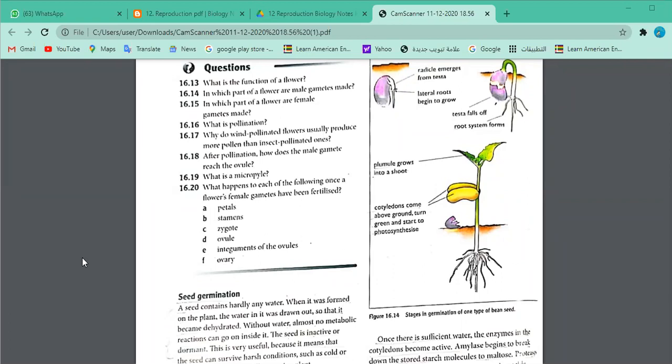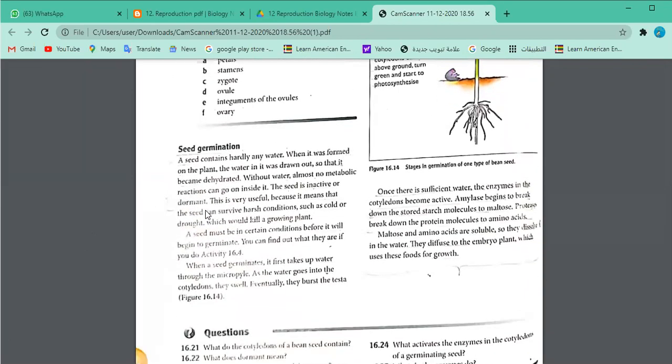Okay, good. Nabil, there are the last two parts. Integuments of the ovules develop into the testa, the tough covering of a seed. Wonderful. The covering of the seed is called testa. Okay, good. Then the next one, the ovary. It develops into a fruit containing seeds. Yes, the fruit that we use is basically the swelling or growing of the ovary.